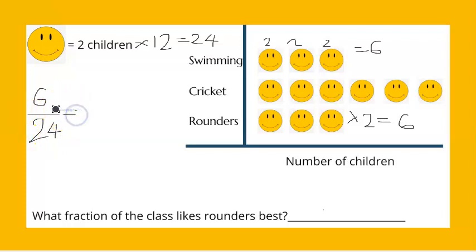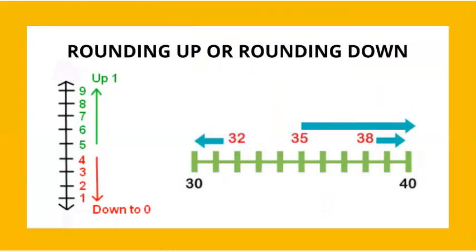So to get my answer here, I say 6 divided by 6 will give me 1. And 24 divided by 6 is 4. 4 times 6 is 24. So I have my answer as 1 over 4. Super. Next question.